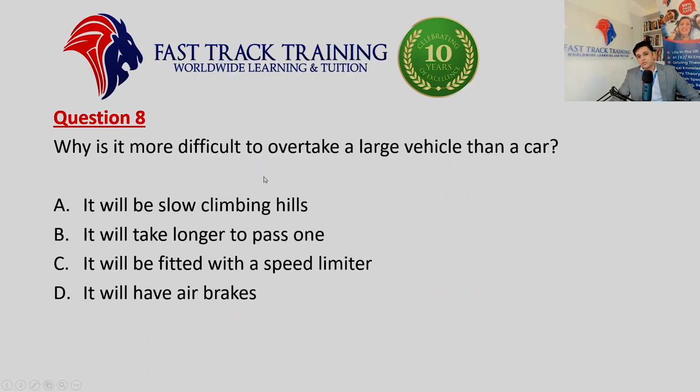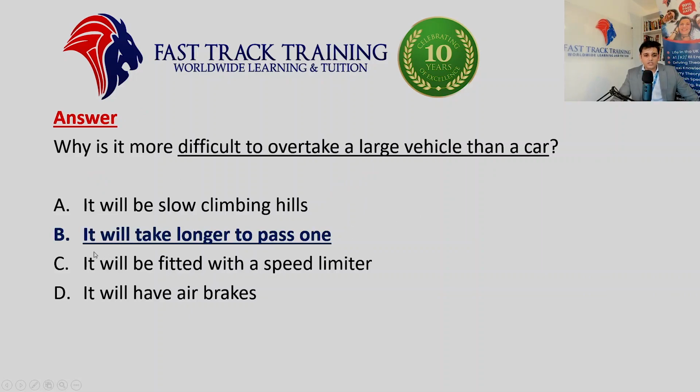Why is it more difficult to overtake a large vehicle than a car? It will be slow climbing hills. It will take longer to pass one. It will be fitted with a speed limiter. It will have air brakes. The answer is it will take longer to pass one. So a long vehicle is like a lorry. It takes longer to pass a lorry, and while you're in the overtaking position, it's quite dangerous.